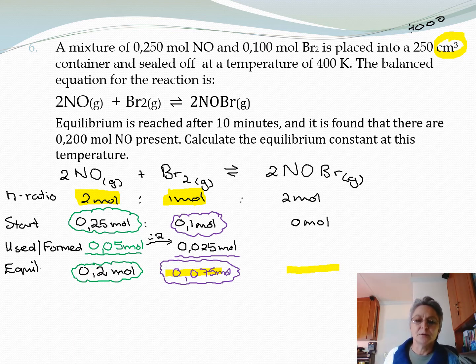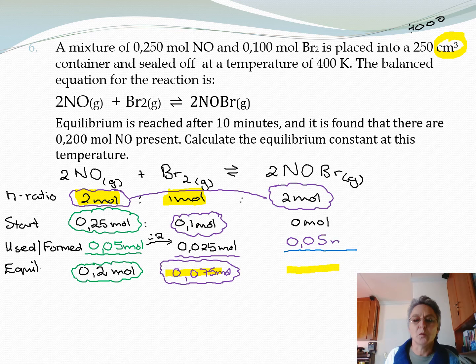Now, last step is to figure out how much NOBr was formed. That can't be too difficult, because the ratio between the NOBr and NO is 1 to 1. 2 to 2, same as 1 to 1. So that means that 0.05 mole of NOBr was formed. I started off with nothing, so this is 0.05 mole.